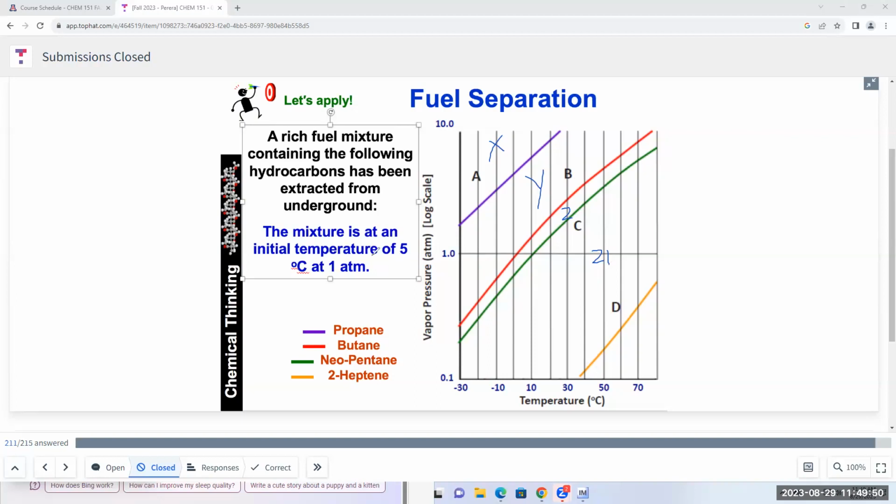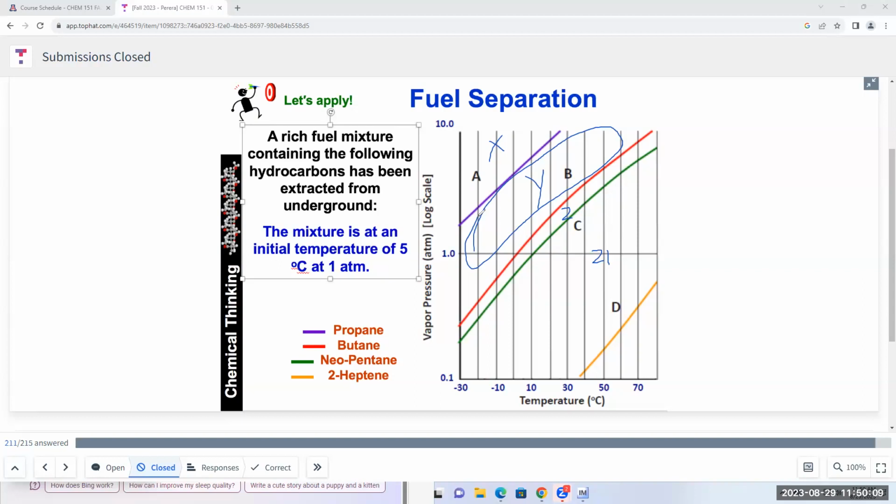You want to be in this region over here. It doesn't matter where you start, as long as you end up in that region, you achieve a separation. You separate A from everything else. Why? At that point, A is below.